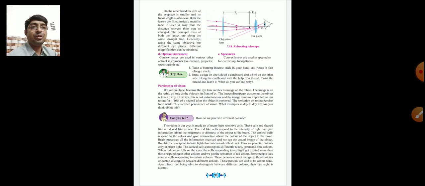So in this way, today we learned about the human eye, the defects produced in the human eye, that is myopia, hypermetropia and presbyopia. Then uses of concave lens, convex lens, and persistence of vision. These are some important points we learned in this lesson.